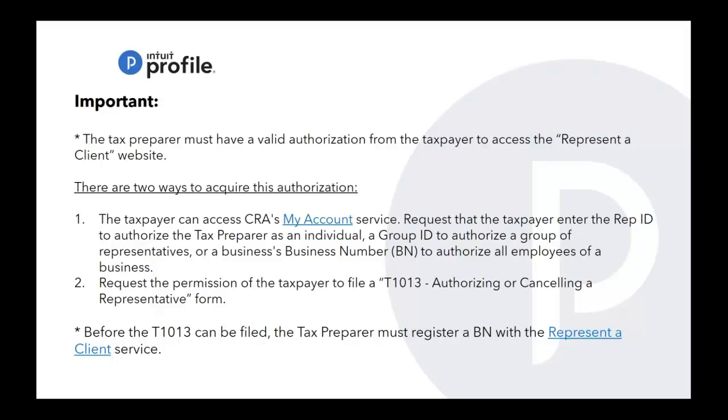And the second way is through ProFile. There's actually a T1013 form which you can fill out, get it signed by your client, and then once it's signed, you can file it through ProFile. I'll show you how to do that in one of the slides. Before the 1013 can be filed, a tax preparer must register a business number with Represent a Client service with CRA.